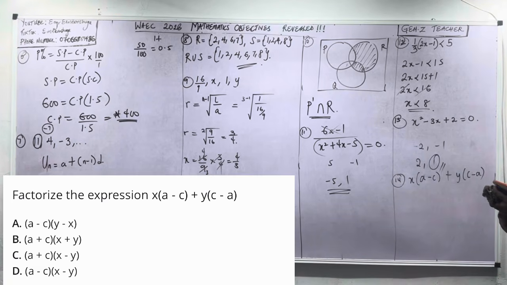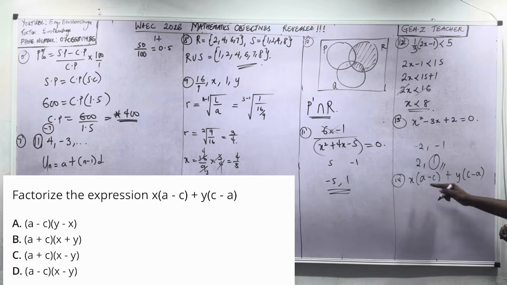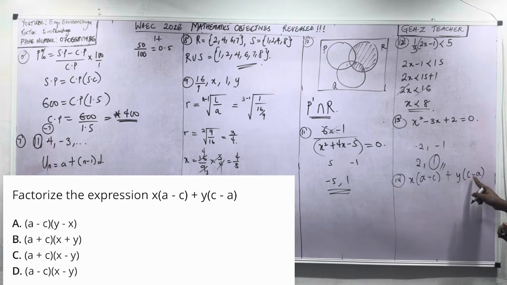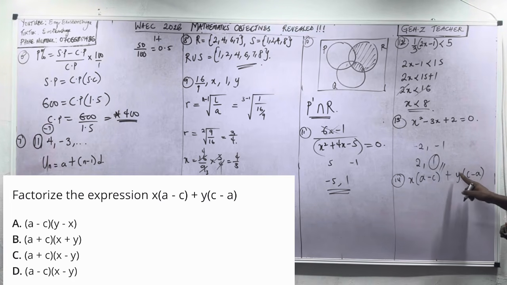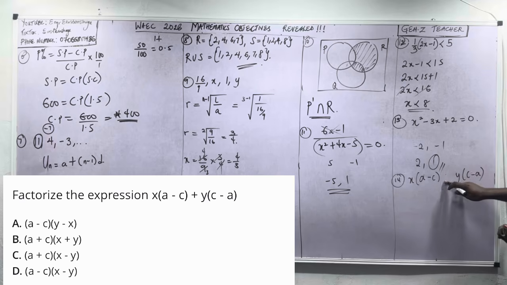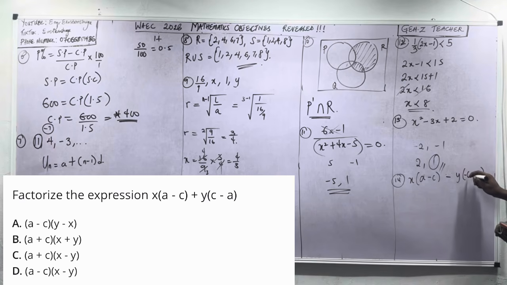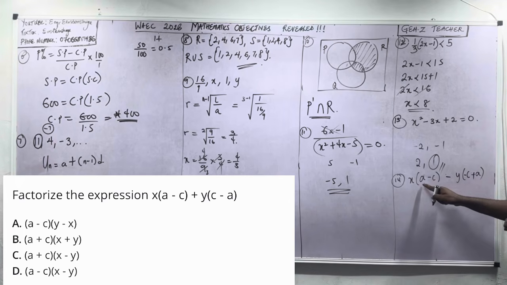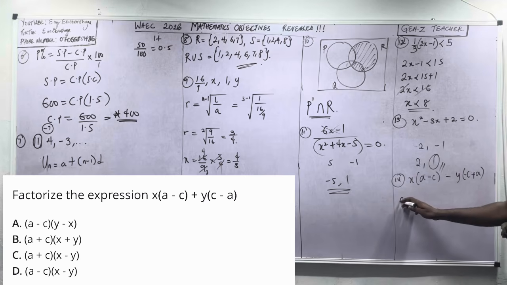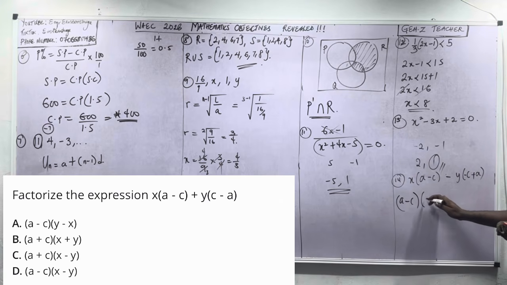Question 14 says, factorize the expression. Quickly, we have a minus c here, but we have c minus a. So let's try to make this look like that. Let's bring out the minus sign here. Bring out the minus, you're going to have minus here, then minus and plus, so this becomes a minus c. Same thing we have here. You can bring it out now. So we have a minus c into x minus y as your answer.